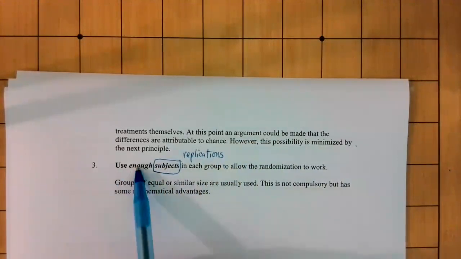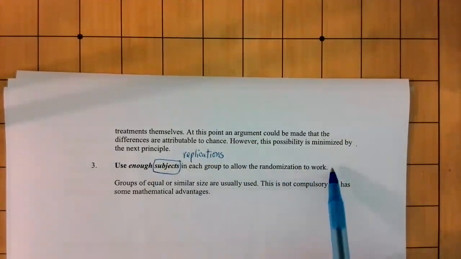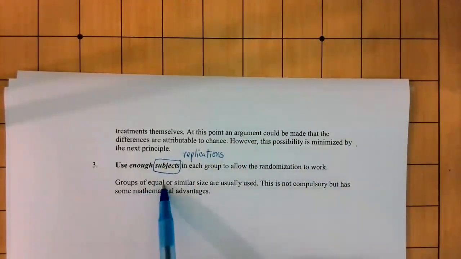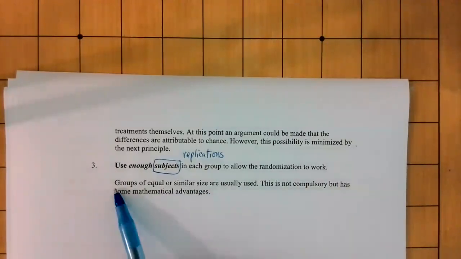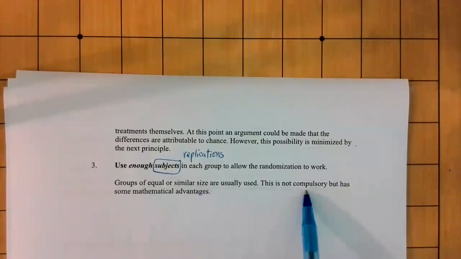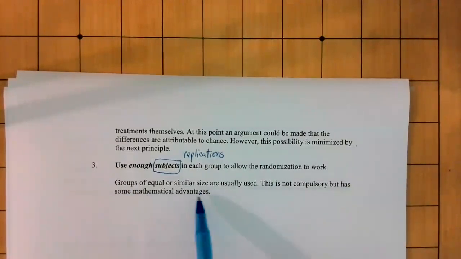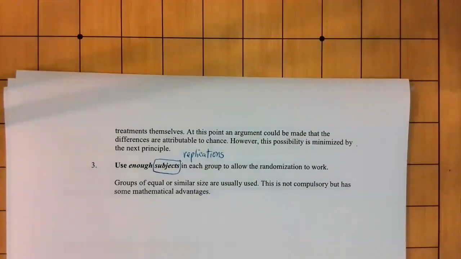Use enough subjects or enough replication in each group to allow randomization to work. Groups of equal or similar size are usually used. In my example, I have 50 people join the treatment group, and the other 50 people join the control group, okay? This is not compulsory, but has some mathematical advantage. You can use different sizes, but if you use the same size, it will greatly reduce the complication of the formulas used, okay? That's what we mean by mathematical reason.